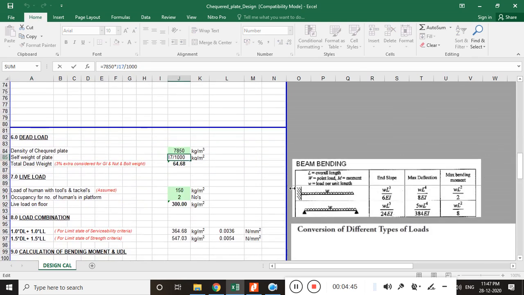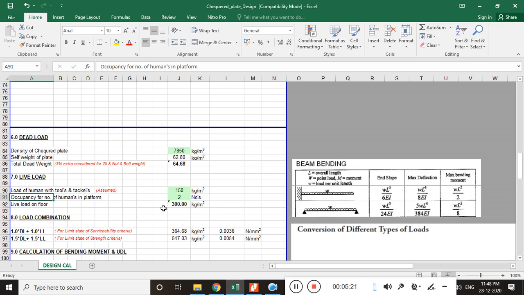So this is the weight, and for the total dead load we have considered 3% extra, just for the nut and bolt condition. Okay, in the live load we have assumed 150 kg per meter square for one human load with tool and tricycle. Generally the normal weight for any human who works at height is 65 to 70 kg, but we have considered some extra weight for the tools and tricycles, so we considered an extra load, that is 150 load.